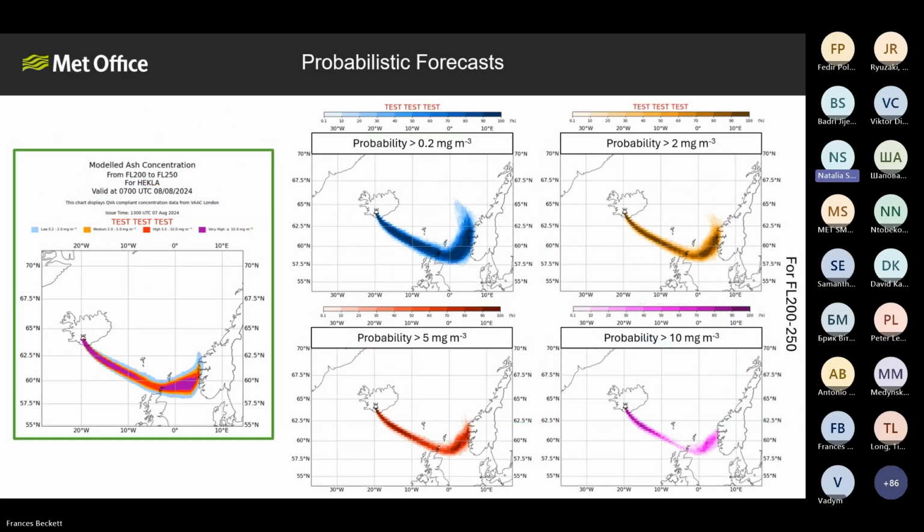I mentioned that we're going to be generating probabilistic forecasts for each of the concentration thresholds. So here you can see for our case study our forecasts for probabilities of exceeding 0.2, 2, 5, and 10 milligrams per meter cubed. And here you can see that we have higher confidence that the highest concentrations are constrained to the middle of the plume.